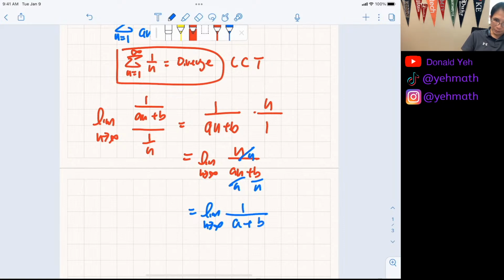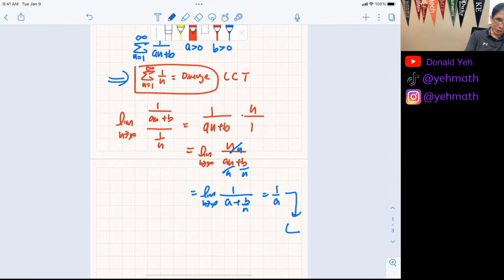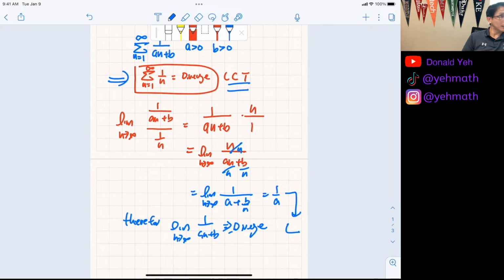So it's 1 over a plus b over n, where b over n goes to 0, which equals 1 over a. Since we know a is a positive value, 1 over a is still L. If it's L, then this one diverges. Therefore, the limit as n approaches infinity of 1 over an plus b diverges, because we compared with this. You do have to write down that you're using LCT, the limit comparison test.